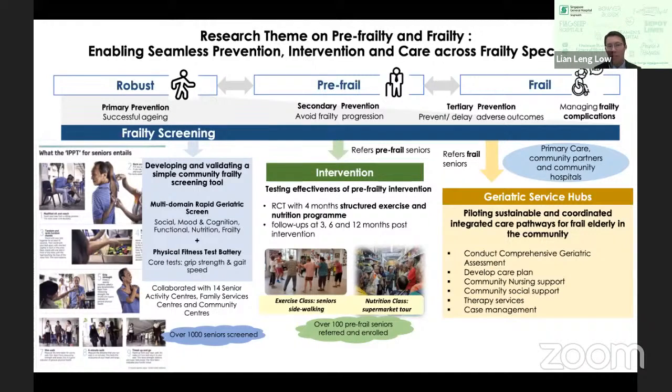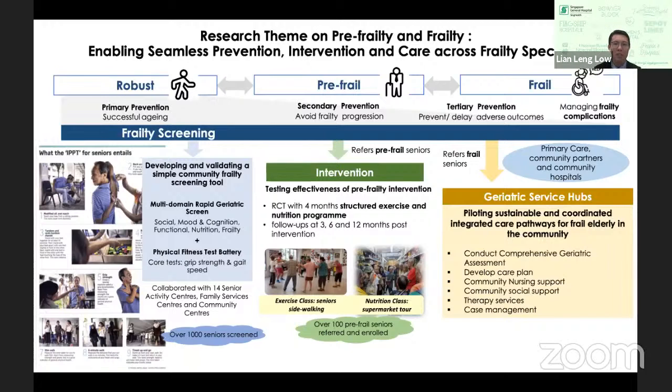But we don't stop at just screening for the seniors. We then route them to various interventions that are focused on their frailty levels. So for example, if they are pre-frail, they will then be referred to intervention programs that comprise very structured exercise and nutrition programs with regular intervals at 3, 6, and 12 months post-intervention.